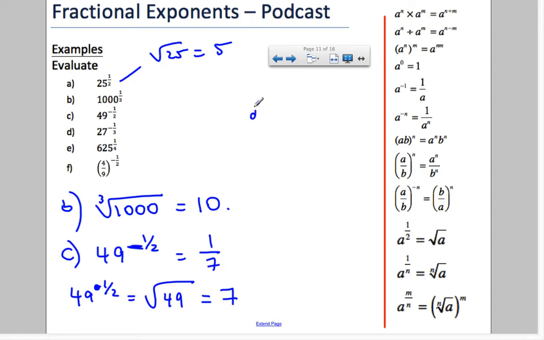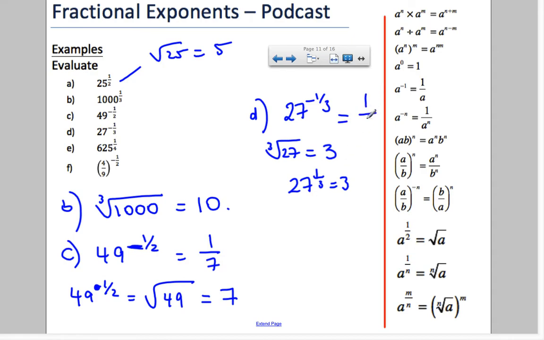Let's look at D. I'll do it up here. 27 to the power of negative a third. Again, let's deal with one thing at a time. Let's deal with the third. So cube root of 27. A number multiplied by itself 3 times giving you 27 is 3. 3 times 3 is 9, times 3 is 27. So cube root of 27 is 3, or in other words, 27 to the power of 1/3 is 3. But I still need to deal with a minus, so instead of writing 3, I will write 1/3.